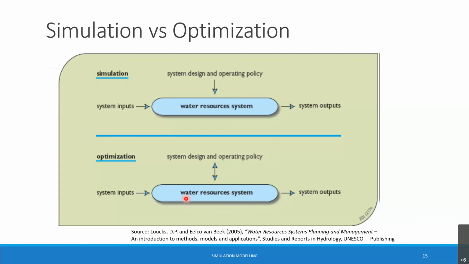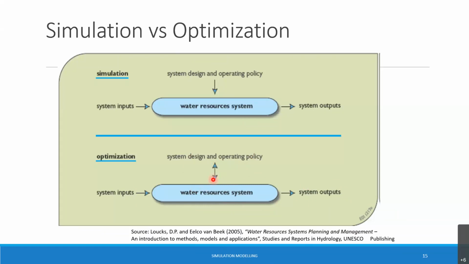For an optimization model, I just borrowed this picture from a book on Water Systems Planning and Management. And as I mentioned earlier, obviously my examples are water systems, but I can easily replace this water system by any other system. You have some inputs, and you are trying to design a system and develop an operating policy. That is what an optimization model tries to do. You want certain outputs, so based on that, you design a system and develop an operating policy.